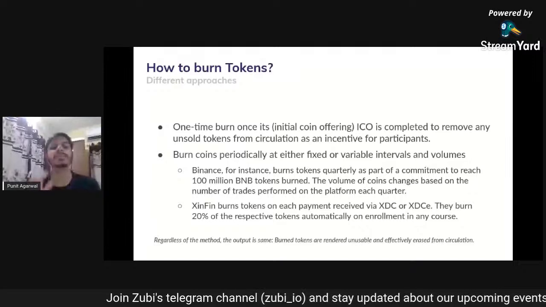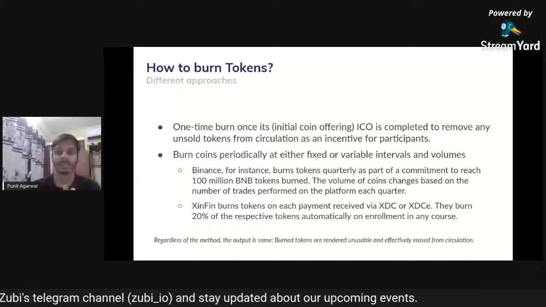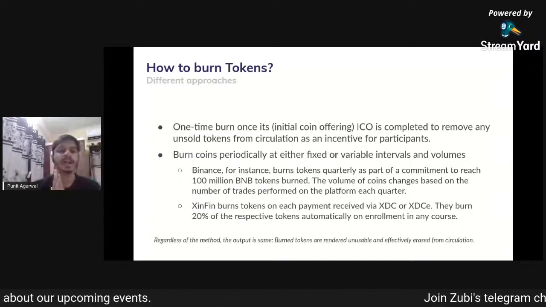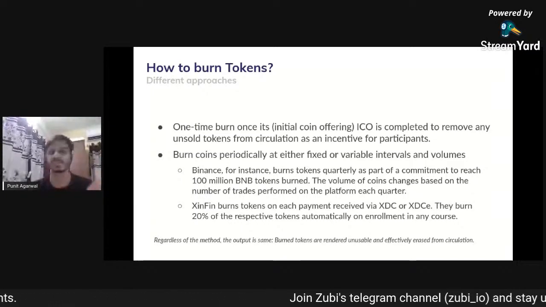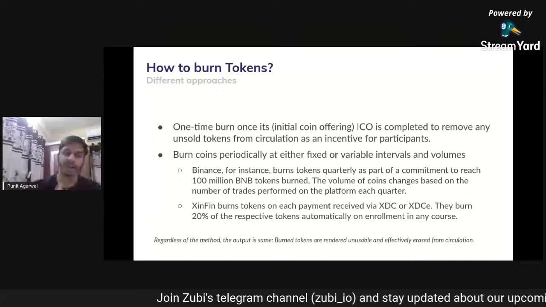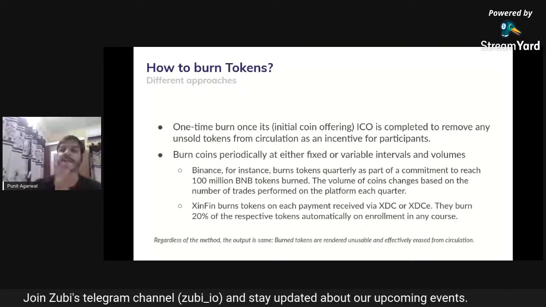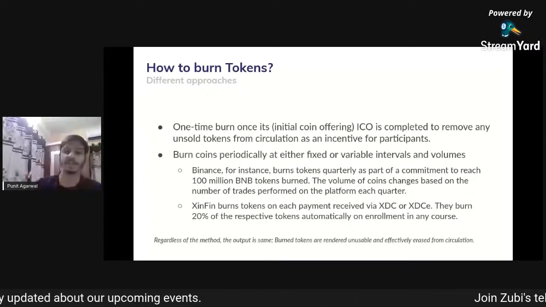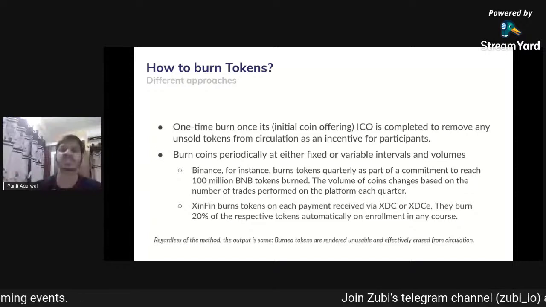So regardless of the method, the output is the same. Burnt tokens are rendered unusable and effectively erased from circulation.